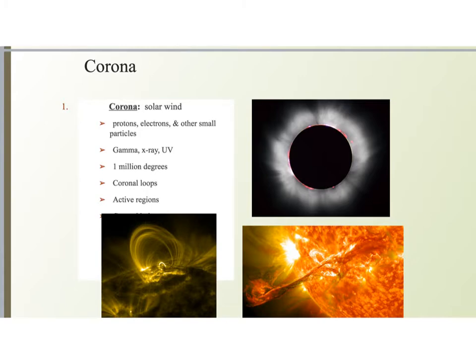Our last layer of the sun is called the corona, and this is where we get the phenomenon of the solar wind. Solar wind extends from the corona. This area is comprised of small particles such as protons and electrons and ionized electrons as well, forming a plasma. This is emitted in gamma, X-ray, and UV, and because of that can only be seen in eclipses, or with a coronagraph that simulates an eclipse.